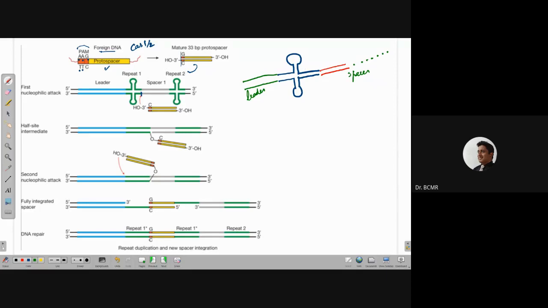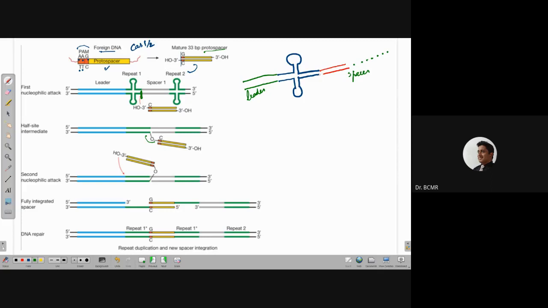Now, what happens is the DNA, the protospacer that is here, is brought, and a cut is made here. So where is the cut actually made in the diagram that I'm trying to draw? It is here. Okay, and near the PAM sequence at the 3', it will form a, sorry, a phosphodiester bond here, through a nucleophilic attack, and it joins like this. Okay, so there is only a single strand cut.